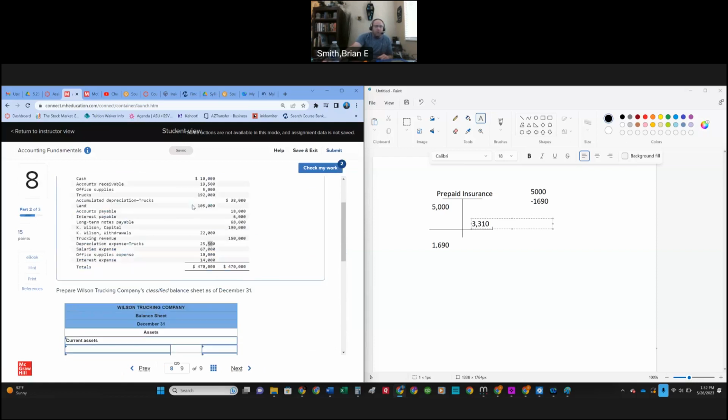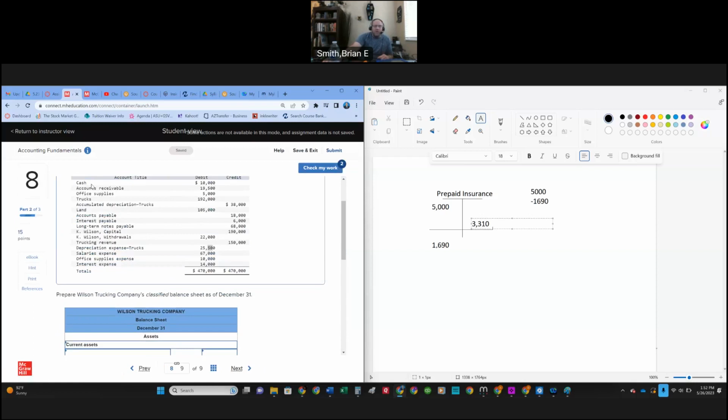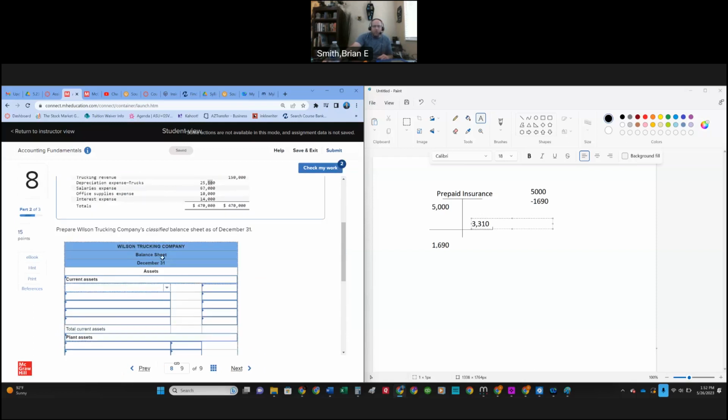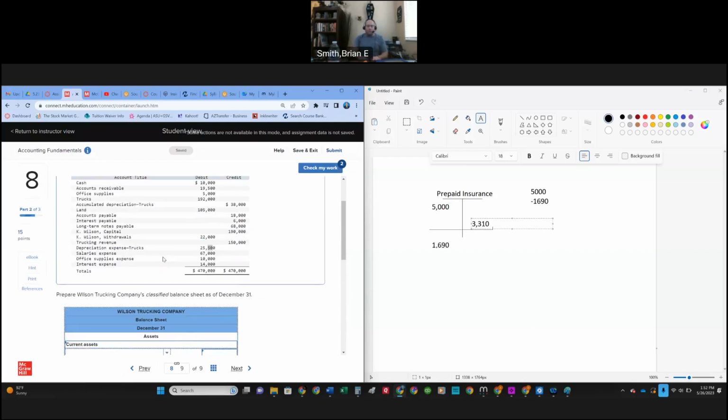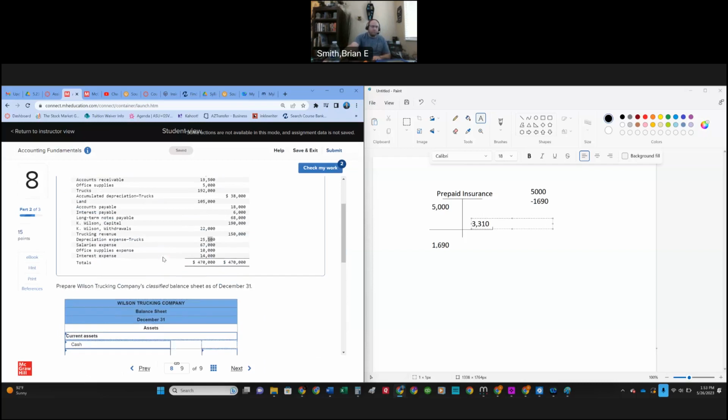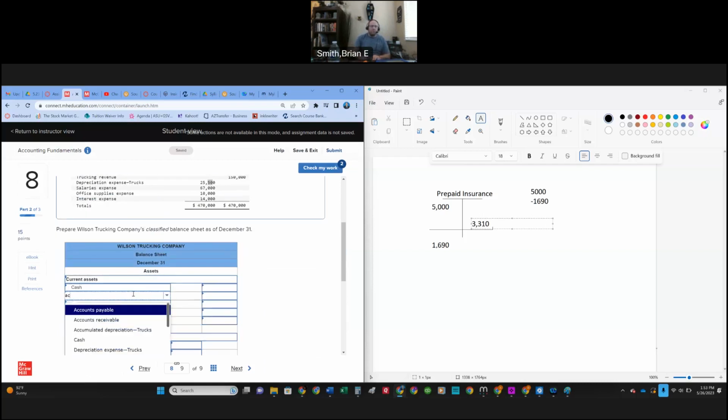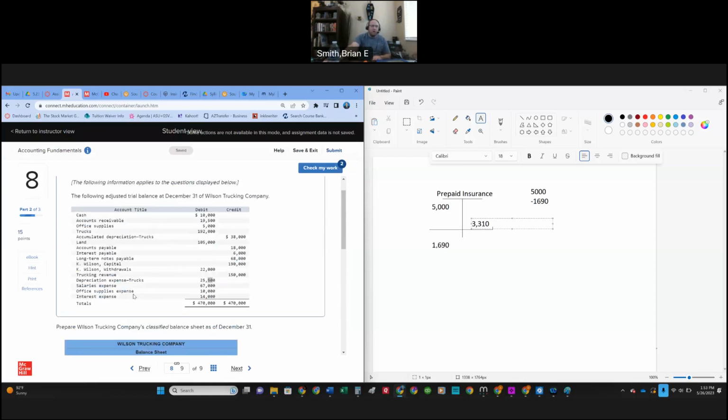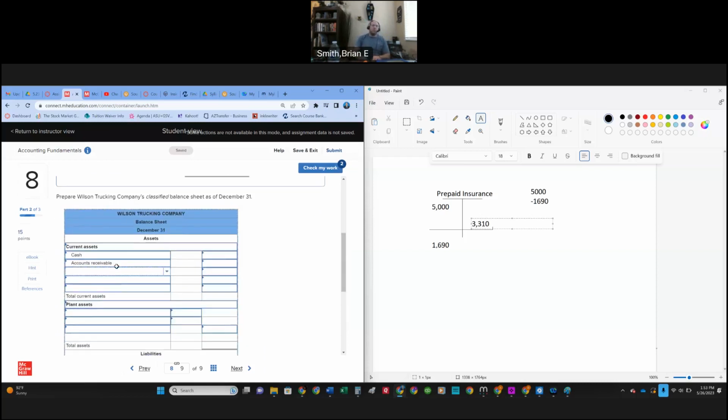Basically, you come up here and you just start going from cash, accounts receivable, office supplies. Those are all current assets. All right. We're not going to use all of these every single time. All right. So we're going to put cash, accounts receivable, office supplies.